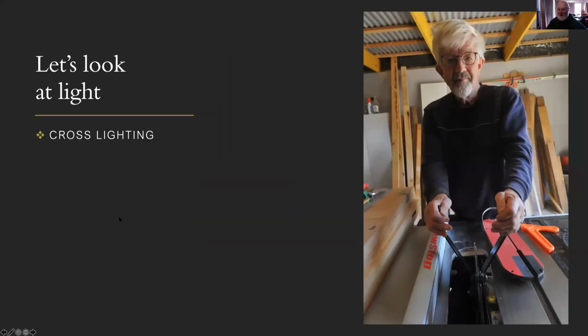Now, cross-lighting. Cross-lighting can be quite dramatic. You can see there that one half of the subject is reasonably well lit, but I was prepared to let the rest of it go to shadow for the sake of having that very sculptured look.